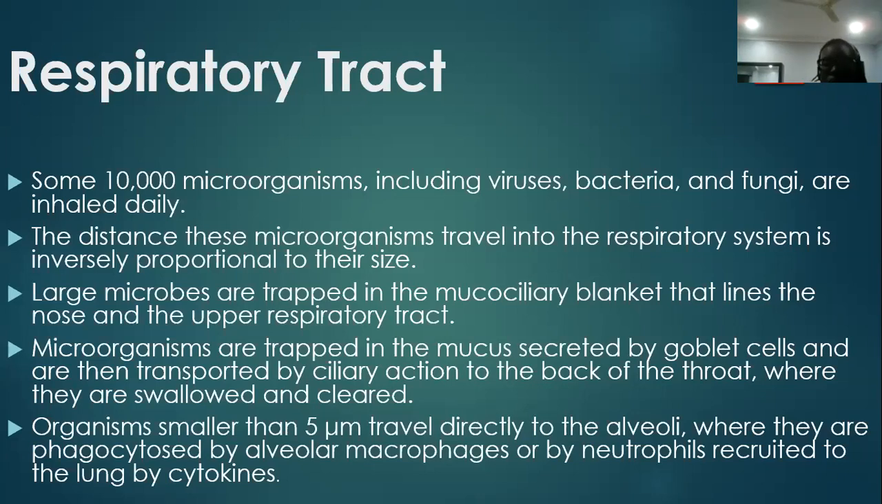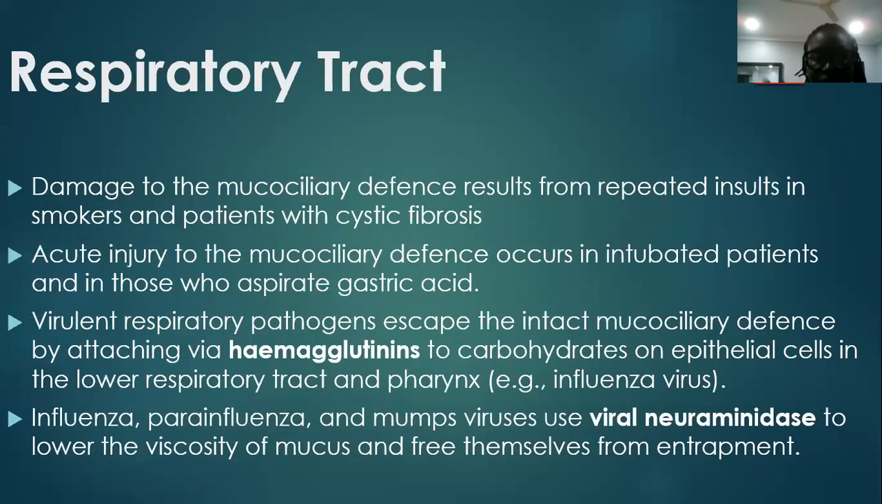Now, if microorganisms get into the lungs, the ones that will get in are the very small ones, like the ones less than 5 micrometers in diameter. They will travel directly to the alveoli because they are light. So when they get there, we have pulmonary alveolar macrophages, which would phagocytose them and destroy them. So that is what happens at the respiratory tract.